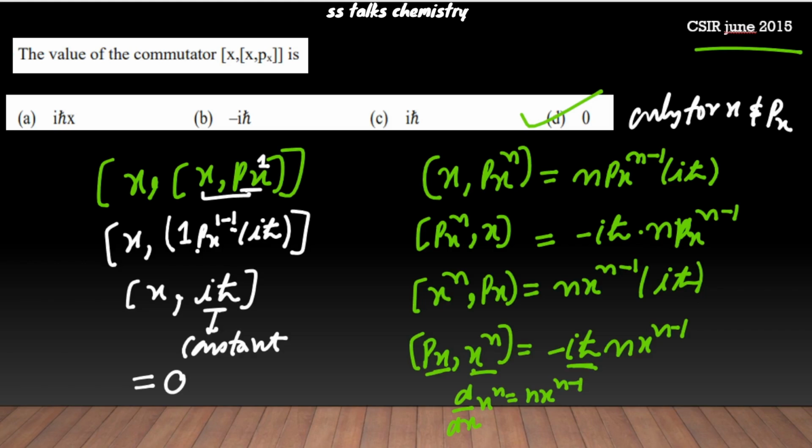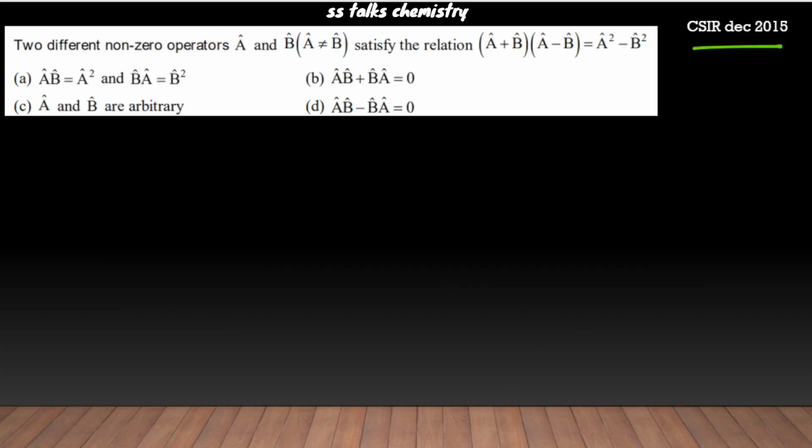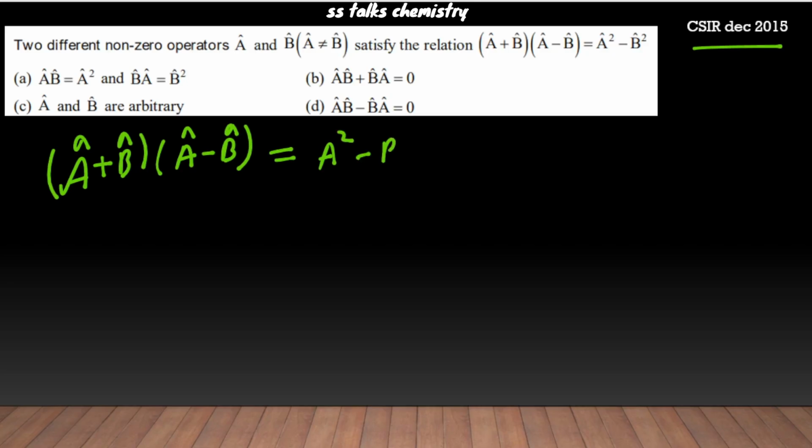Okay. Next, CSIR December 2015. It says two different non-zero operators A and B satisfy this relation: (A + B)(A - B) is equal to A square minus B square. In which of these scenarios? Okay, so here if I see (A + B) into (A - B), right?